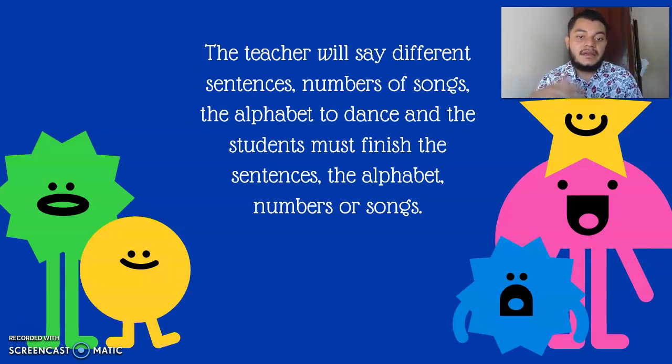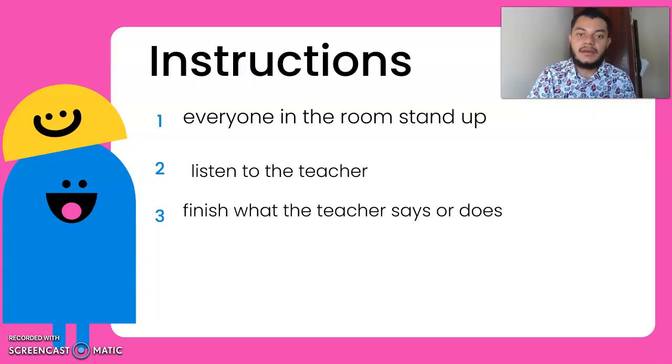Or a dance, and the students must finish the sentences, the alphabet, the numbers, or the song. It could be the song "If You're Happy and You Know It," and the students have to complete or finish the action. And the instructions are: everyone in the room stands up, listens to the teacher, and finishes what the teacher said or does. And that's all.